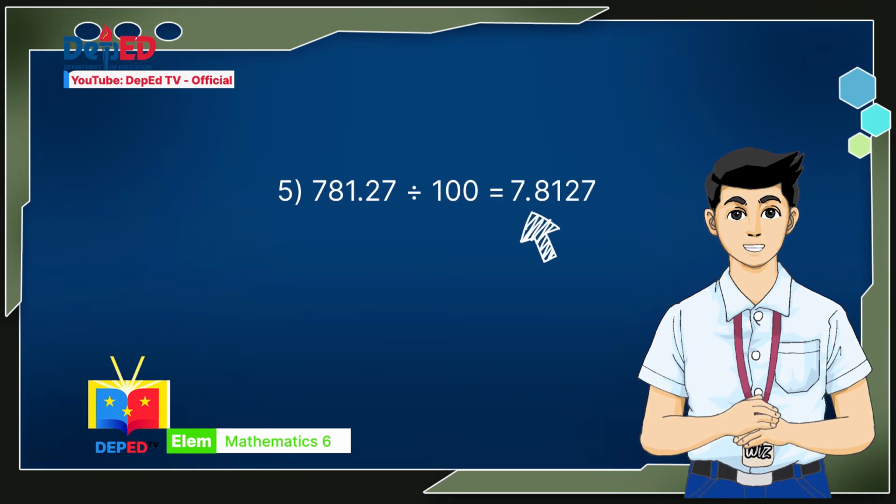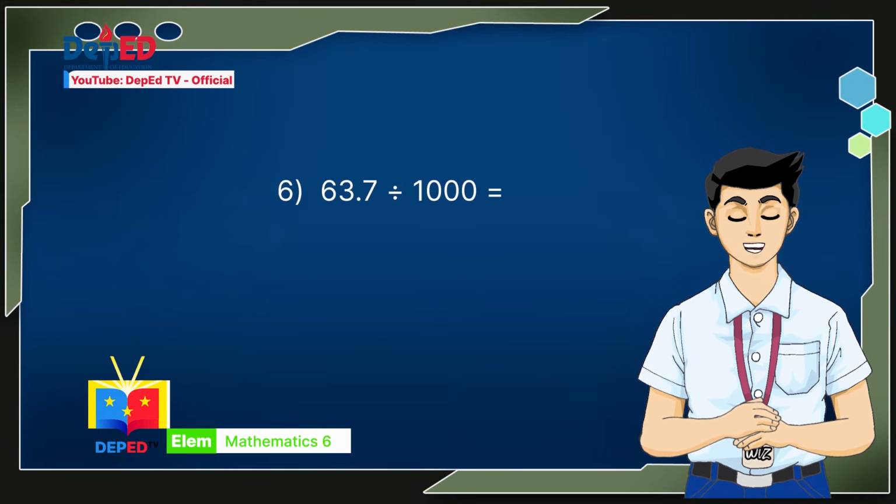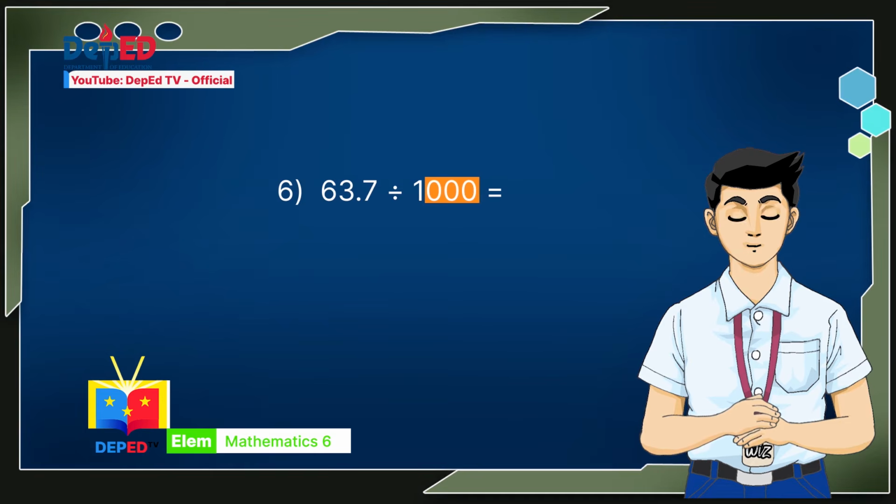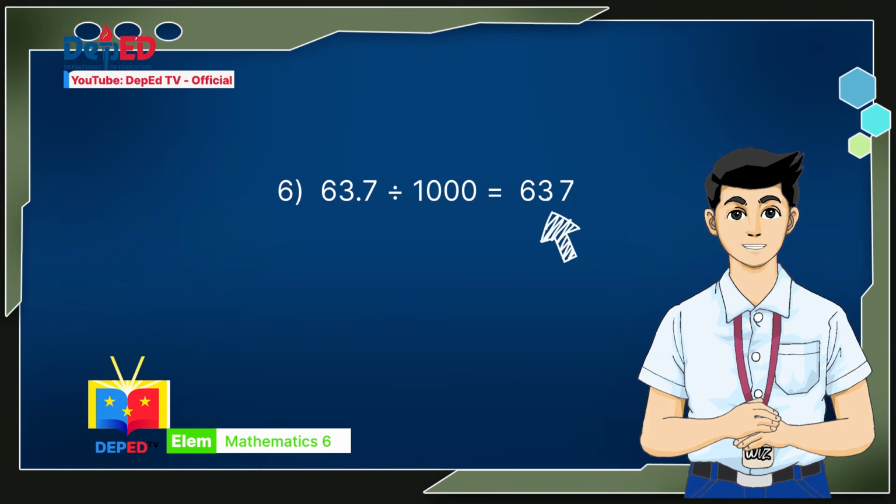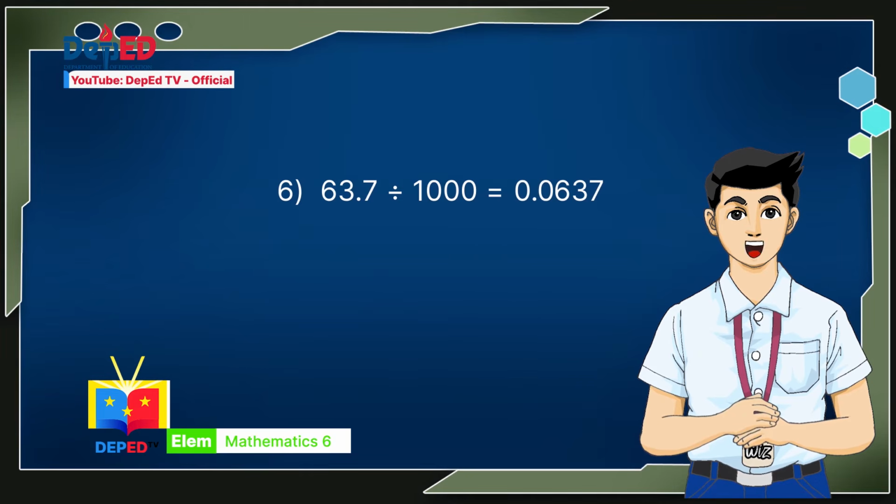8,127 10,000ths. And for number 6, I move the decimal point 3 places to the left based off the number of zeros the divisor has. So, 63 and 7/10 divided by 1,000 equals 637 10,000ths.